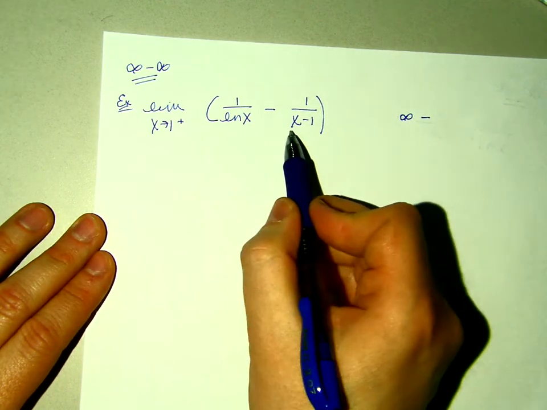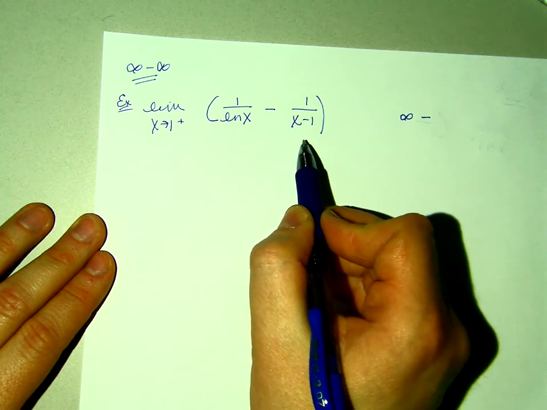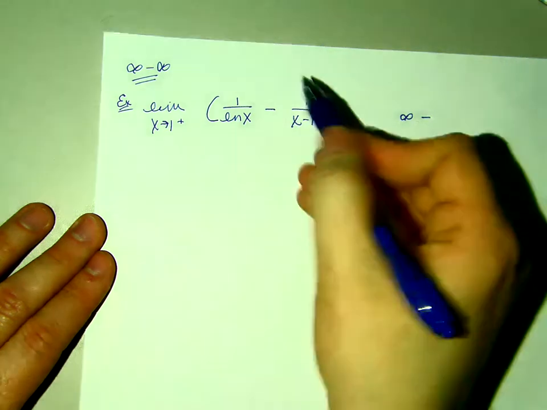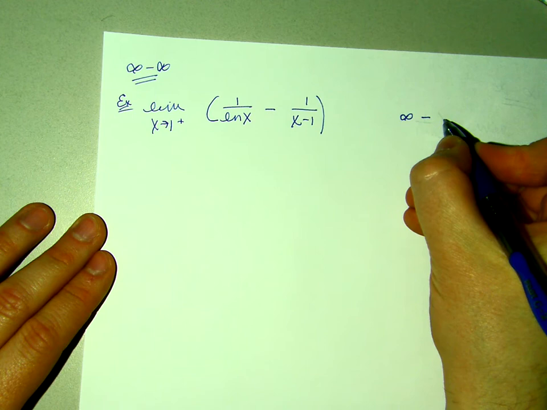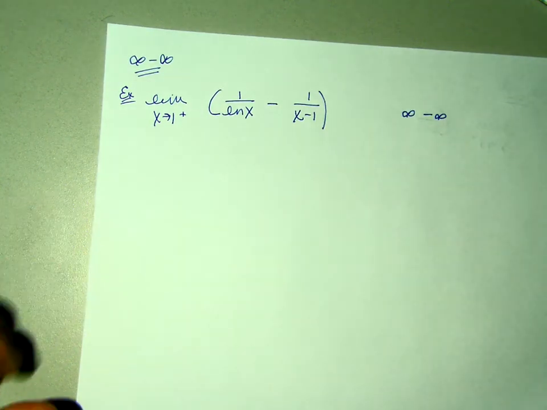Minus, plug in something a little bigger than 1 over here. What's that going to give you? Small number. 1 over a small what? Small positive or negative? Positive. 1 over a small positive is a huge number, is infinity. We're getting infinity minus infinity. It is this case.